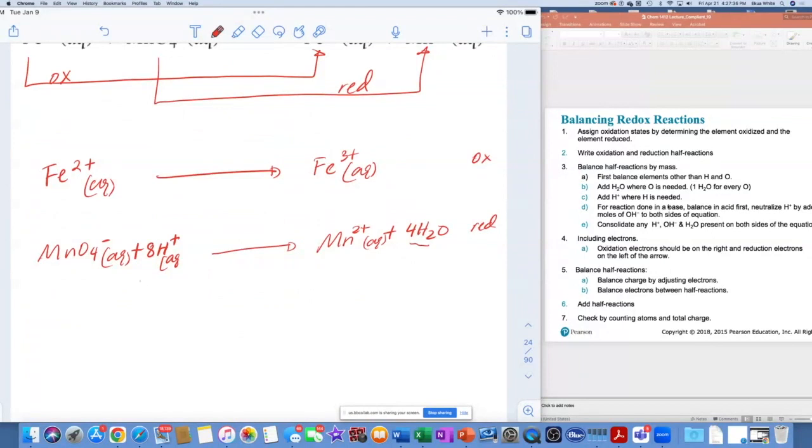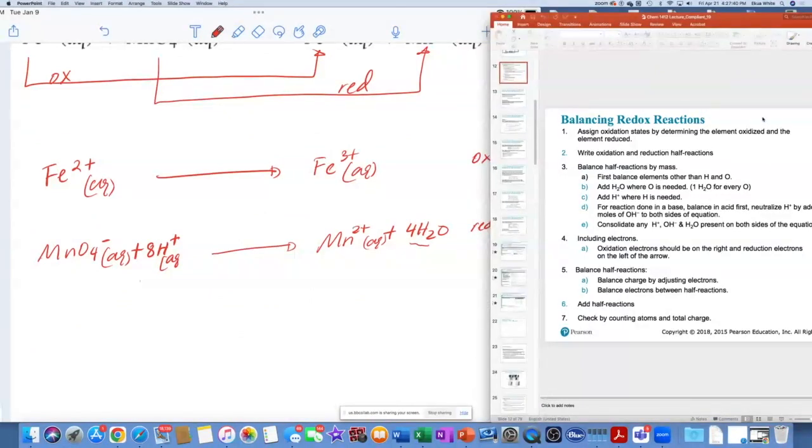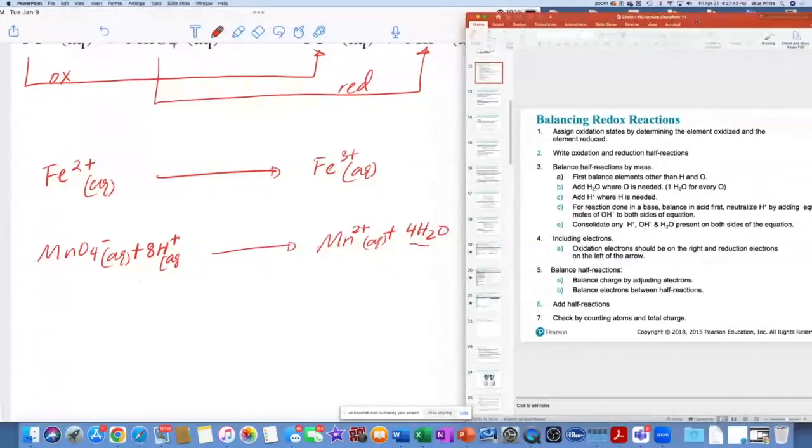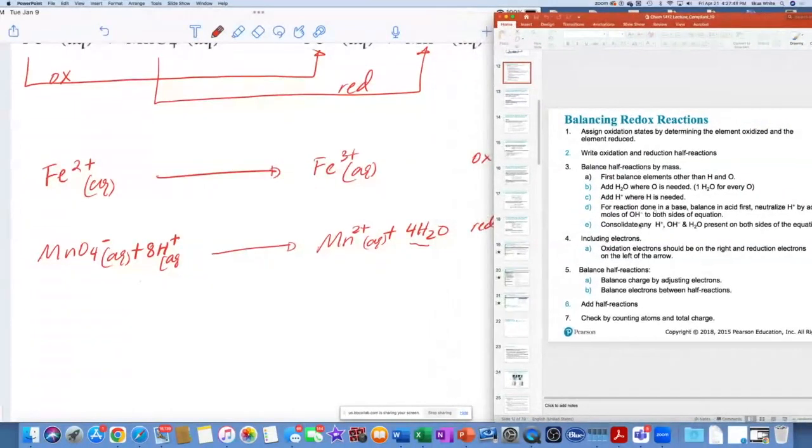For reaction done in base, balance as acid first, neutralize H plus by adding moles of OH to both sides of the equation. So it should say more, or equal moles of OH to both sides of the equation, okay?